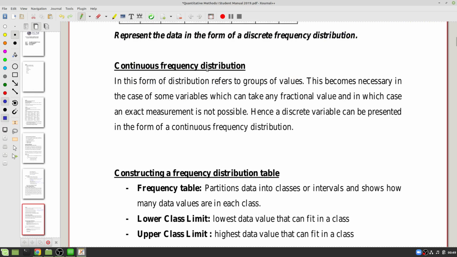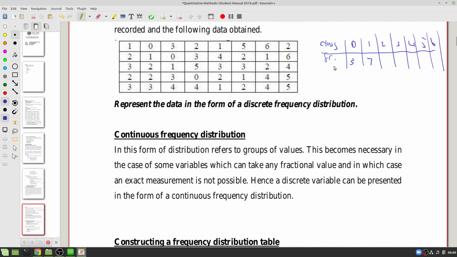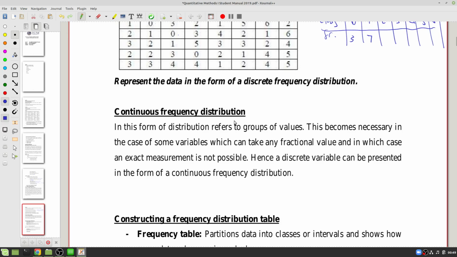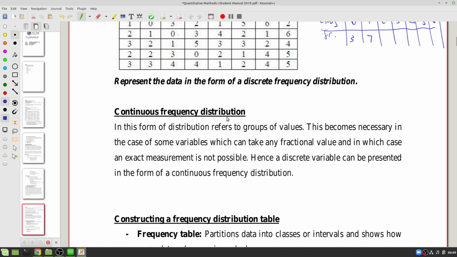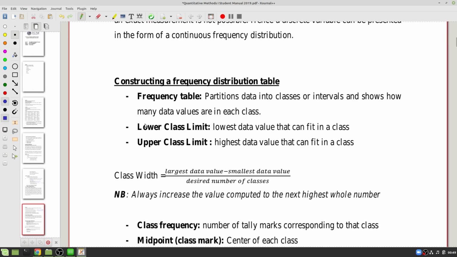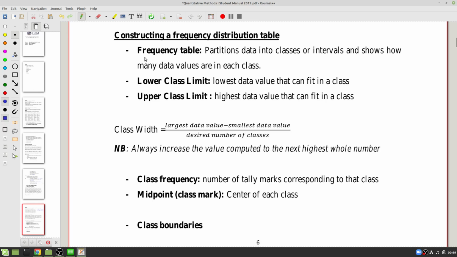Then continuous frequency distribution. So for continuous, we can't do this, right? We can't have number 0 then the number 1, because what about all the numbers in between? There's an infinite number in between. So for continuous, we have to make intervals. We have to give an interval. So we have to say between 0 and 1, and between 1 and 2, etc. So here we go into some of the ways in which we do that.